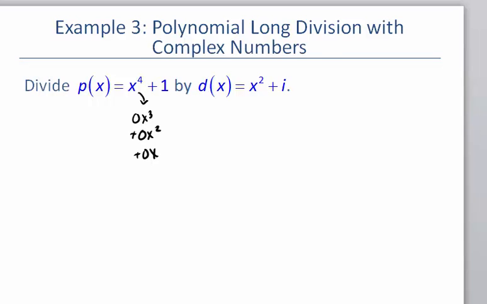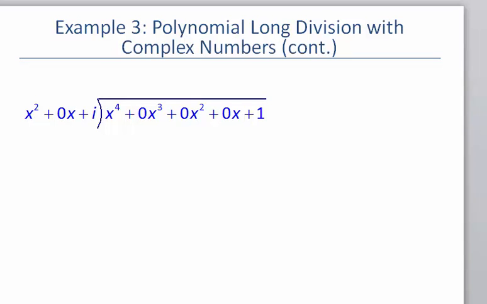All right, so let's set it up. On the outside, you can see that we have x squared, and the i, we did add in that 0x there. And then underneath, we have x to the fourth plus 1, but we have the places held for 0x to the third, 0x squared, and 0x. So let's begin by looking at our first term. So we look at the x squared, and we look at the x to the fourth. x squared times what makes x to the fourth? That would have to be an x squared.